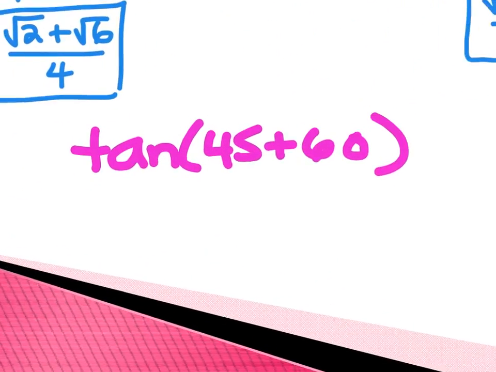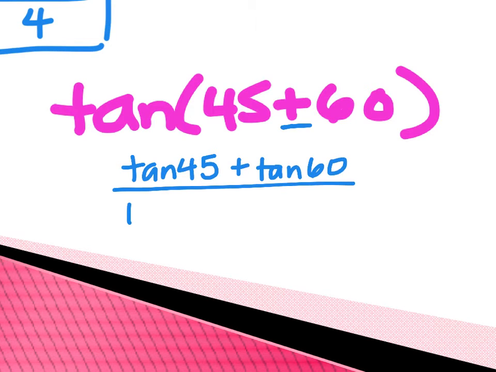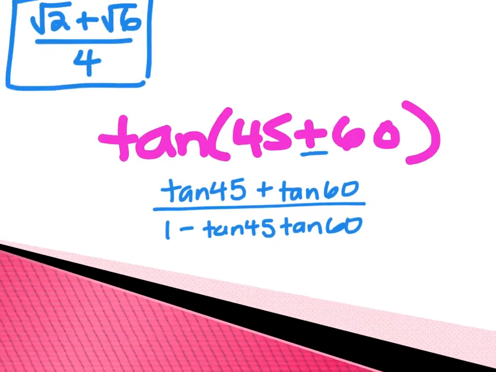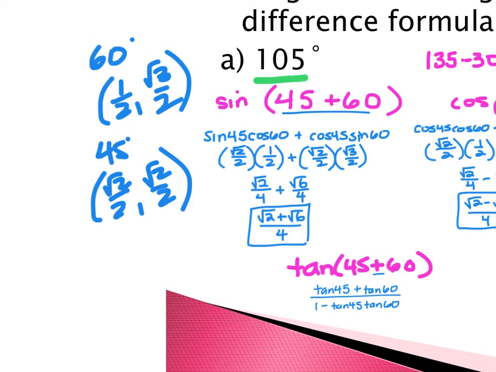And then we go to tangent. So for tangent, the pattern is tangent of the first, keep the sign the same in my numerator, so plus tangent of the second, over 1, change the sign here so it's minus tangent of the first times tangent of the second. So again, a refresher on those coordinate points. At 45, your tangent is going to be a positive 1. And at 60, which is your pi over 3, your tangent is going to be root 3.